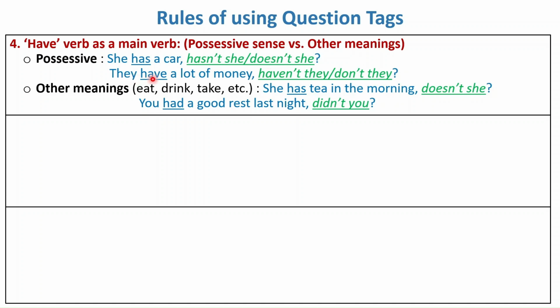Similarly, they have a lot of money, haven't they? Or don't they? This is first form, therefore we can use do as well. But this doesn't happen with other meanings.